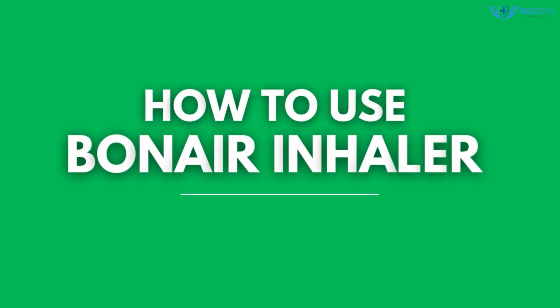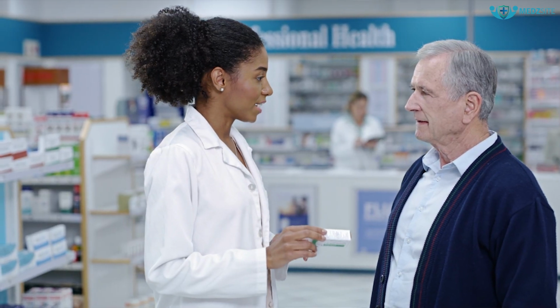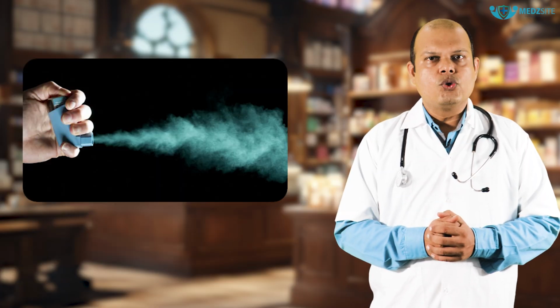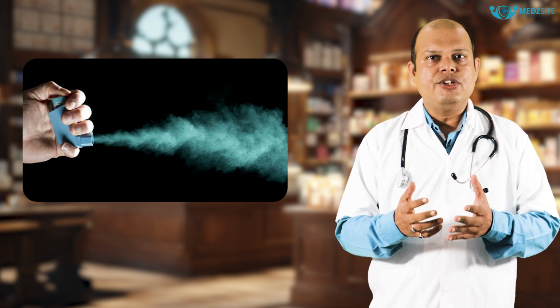How to use Bonair Inhaler? Bonair Inhaler must be used in accordance with your prescription. Your health provider and pharmacist will instruct you how to use it. At the same time, you will also get an instruction manual in the form of a leaflet provided in the package of the inhaler. Prime the device by releasing 2 puffs of the inhaler into the air.